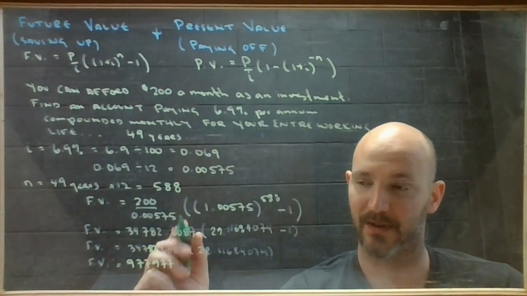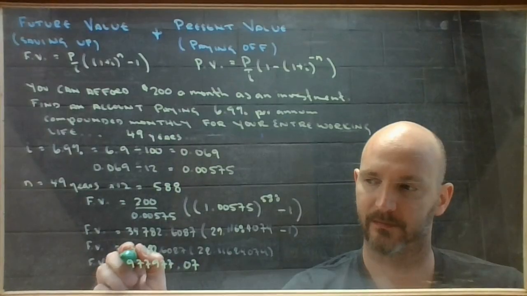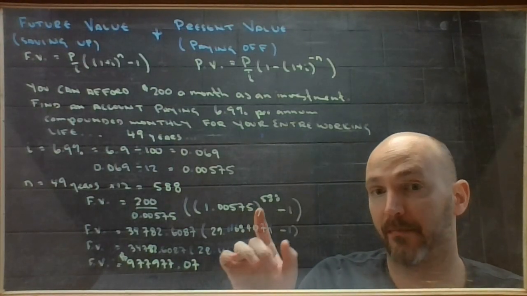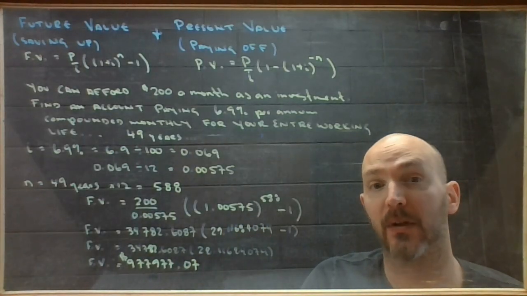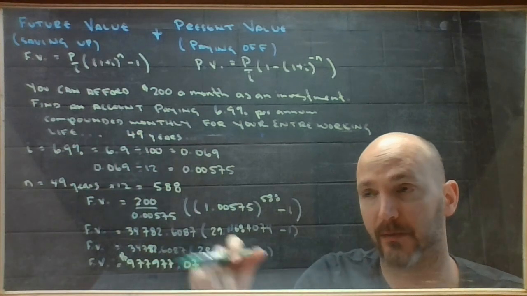977. That's a fun number. And 7 cents. That's just shy of $1 million if you put 200 in a month at that rate for 49 years.